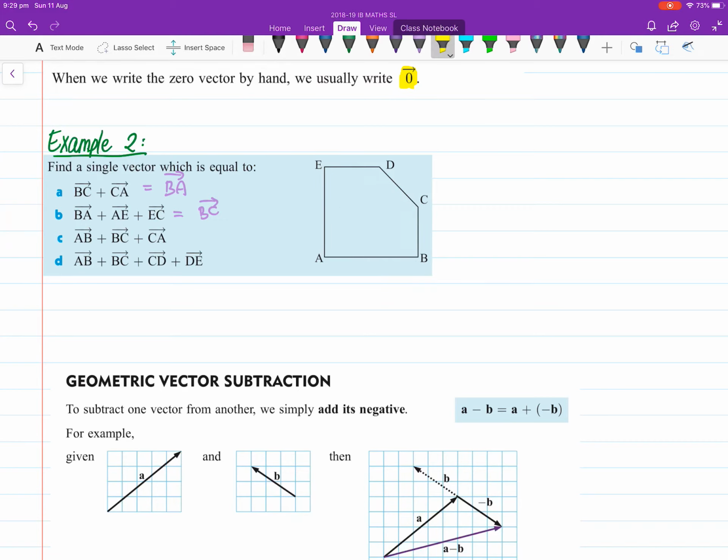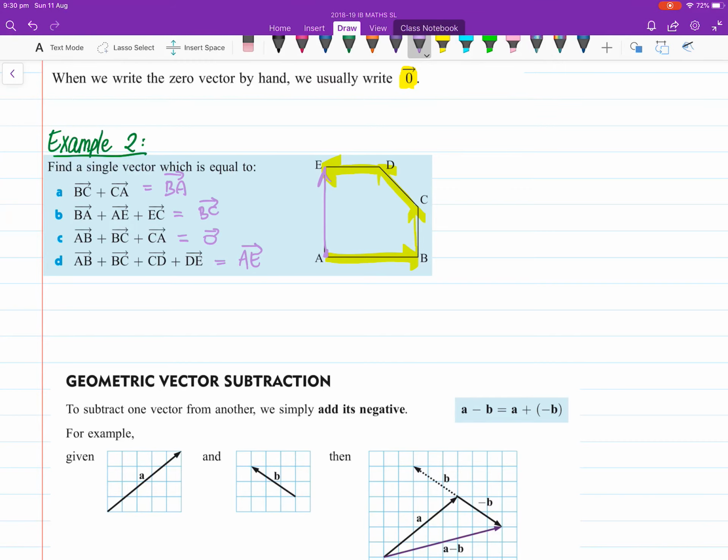We've got vector AB, so going in this direction, A to B, and then plus B to C, then plus C to A. We actually end where we started, so this one is actually the 0 vector, because it's just going from A to A again, so it's just 0. And then the last one, where we've got vector AB plus B to C plus C to D plus D to E. So clearly you can see we start at A, end at E, so this is vector AE.